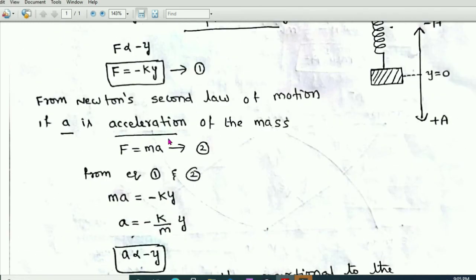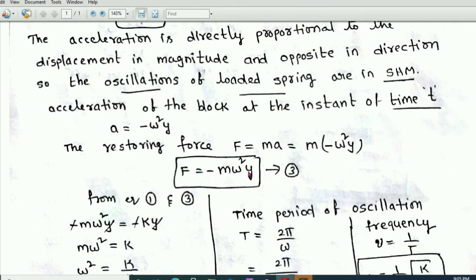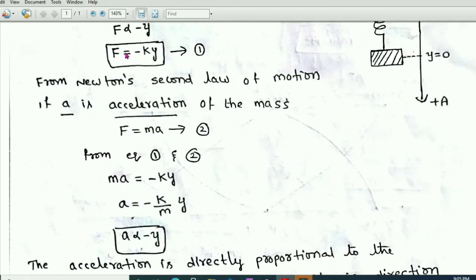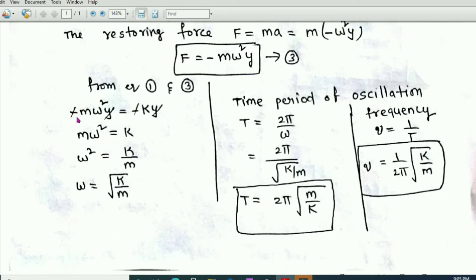Already for the restoring force we got F is equal to minus ky in equation number 1. So F is equal to minus ky and F is equal to minus m omega square y. If you equate the first equation and the third equation, minus m omega square y is equal to minus ky. Both are forces only. Now both sides y get cancelled and minus also gets cancelled. After cancellation we are left with m omega square is equal to k.